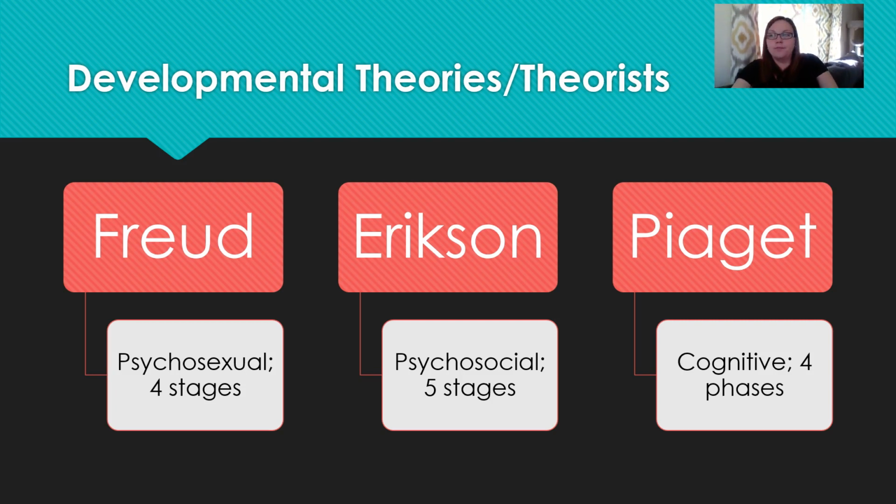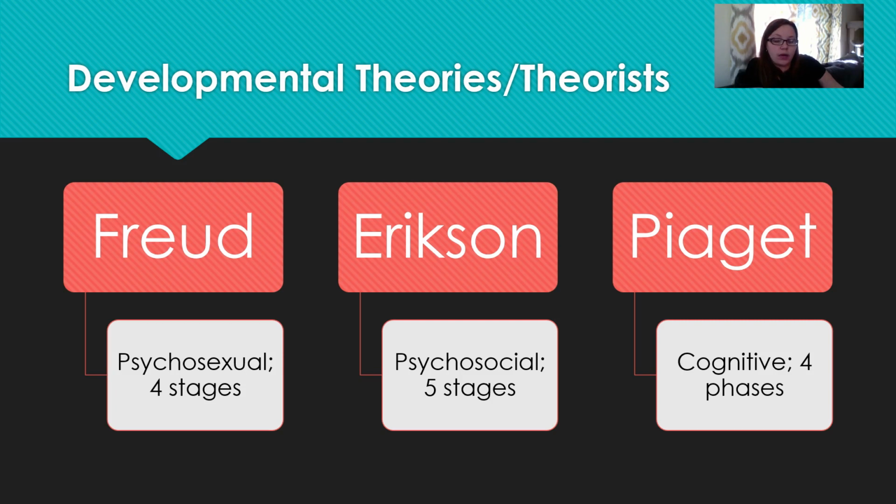Okay, so switching gears a little bit more. Now we're going to talk about the developmental theories and theorists. So there's three main ones: Freud, Erikson, and Piaget. Freud deals with the psychosexual. I just want you to know that he exists. Erik Erikson deals with the 5 stages of the psychosocial development. And Jean Piaget deals with the 4 phases or stages, however you want to phrase it, of cognitive development.